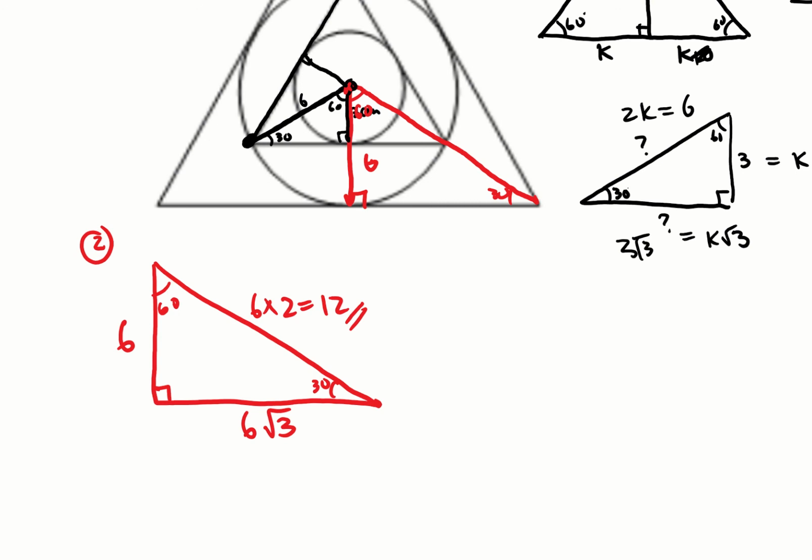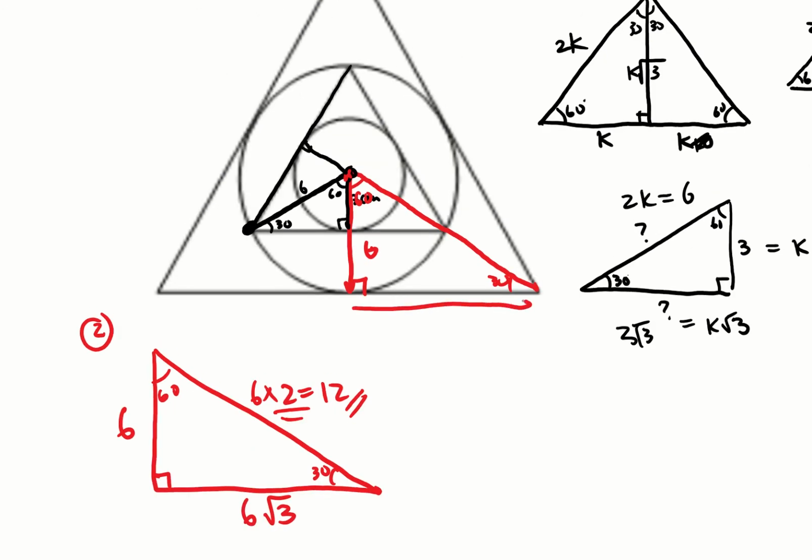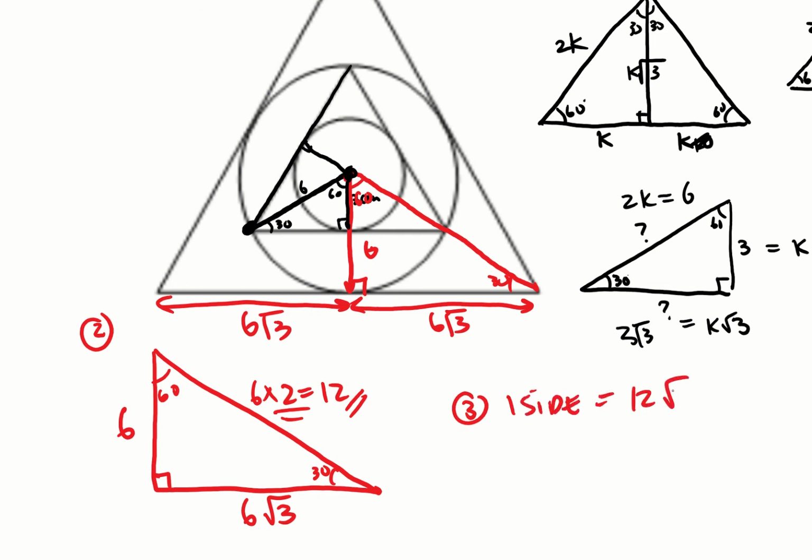Okay, you don't really need the hypotenuse. So you know that from here to here is 6 root 3. Okay, and then that means this side over there is also 6 root 3. So therefore, third step, one side is equal to 12 root 3. So your perimeter, which is 3 sides, would be like 3 times 12 root 3. That gives you 36 root 3 for the perimeter. Okay, that's all there is.